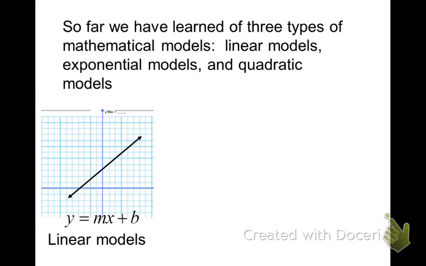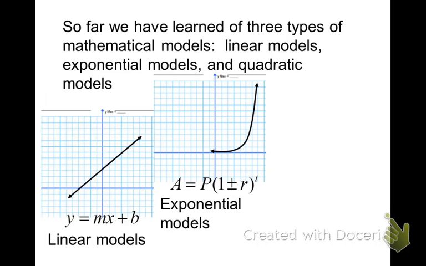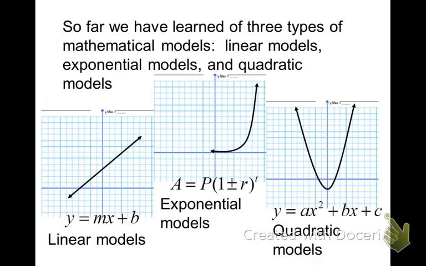The linear model, again, is y equals mx plus b, and that's always going to be the graph of a straight line. The exponential model is going to be A equals P times 1 plus r to the t if it's growth, or 1 minus r to the t if it's decay. And then the quadratic model is ax squared plus bx plus c equals y. Now, it's pretty easy to tell when you look at the graph. It's not quite as easy when you just look at the equations.